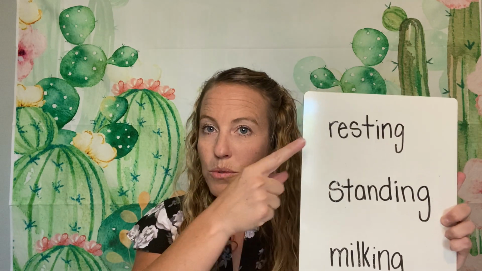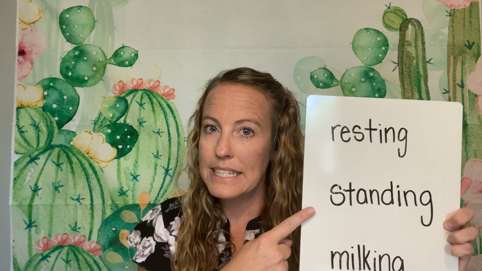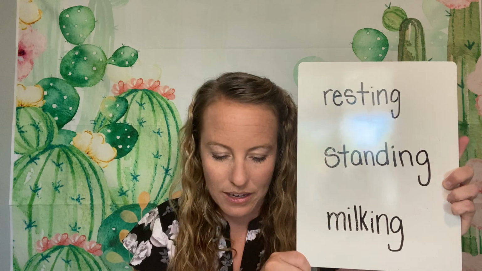And I'm going to have you get back out your worksheet, and I want you to put your finger next to number 13. And I want you to write ng. Ng. Good job. The digraph ng. Okay. Now we're going to be working on the suffix ing. So I have these words. The first word is resting, standing, milking.